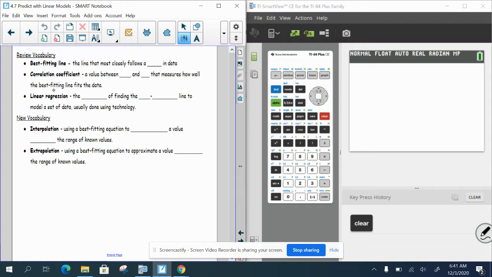So just some review for vocabulary. The best fitting line is the line that most closely follows a linear trend in data. And if you feel like you don't need to write down the review terms, that's fine. But if you do, then pause and write them down. The correlation coefficient is a value between -1 and 1 that measures how well the best fitting line fits data. Also, for the best fitting line, you also have linear regression, and then you have a linear model. Those also mean best fit line or line of best fit.